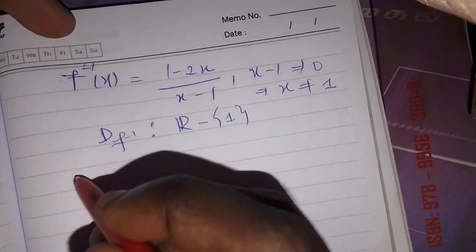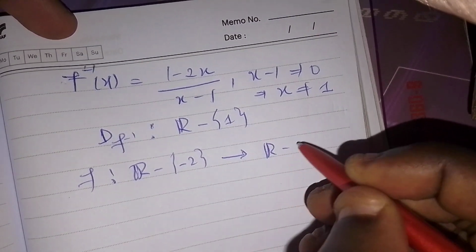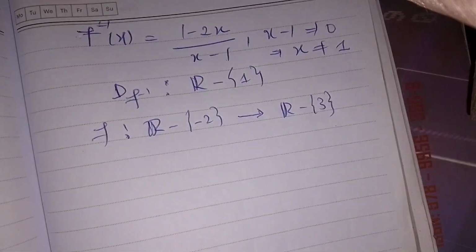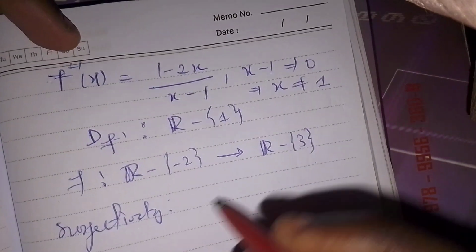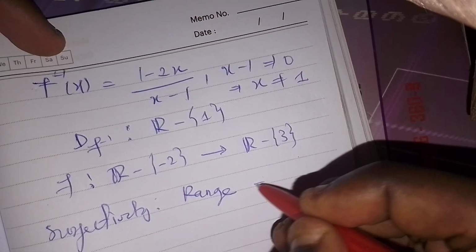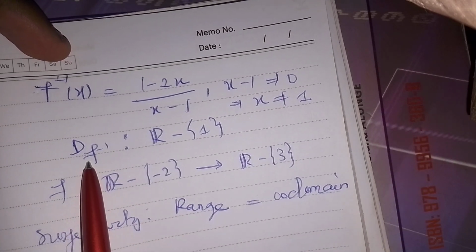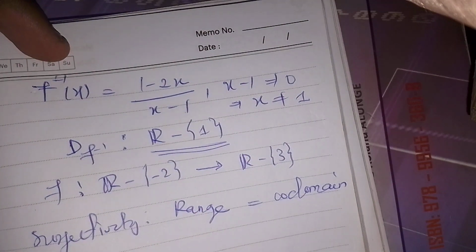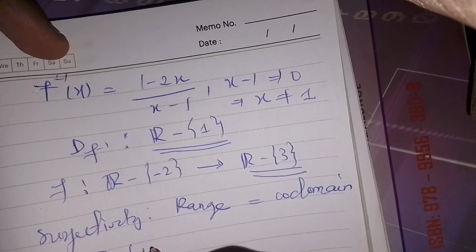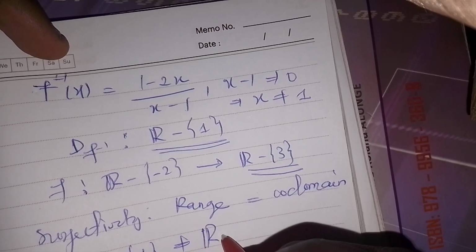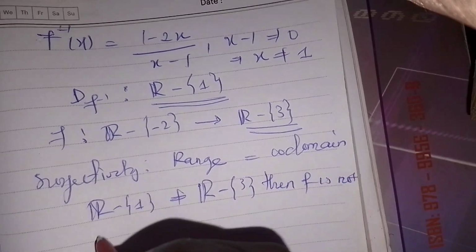Alright, now the function itself was defined from the real numbers minus negative 2 to the real numbers minus 3. So let us talk about surjectivity. A function is surjective if the range is equal to the codomain. Now, what is the range? The range is the domain of the inverse, and it is the set of real numbers minus 1. What is the codomain? The set of real numbers minus 3. Since the set of real numbers minus 1 is not equal to the set of real numbers minus 3, then f is not surjective.